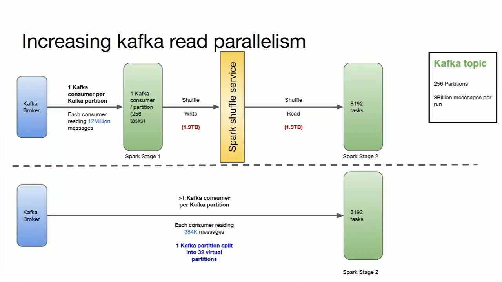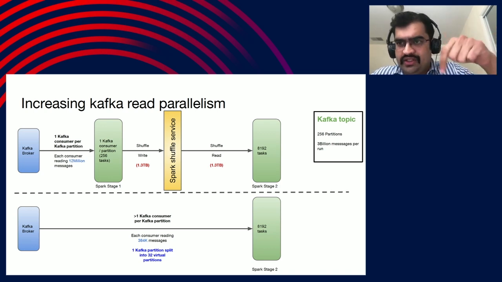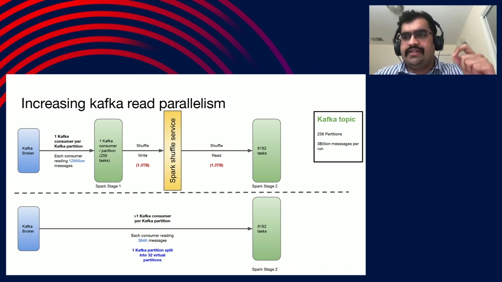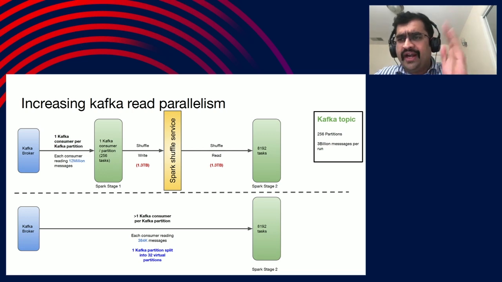I'm talking about a case where we have a topic which has 256 partitions, and just for this hypothetical use case, it has 3 billion messages per run. The problem is Kafka, we were using Spark Streaming Library to read from Kafka, and Spark Streaming Library has an inherent disadvantage, which is it tries to pin a Kafka partition to a specific executor. What that means is, let's say you want to read from the same Kafka partition from 2 executors, it doesn't allow you to do that.